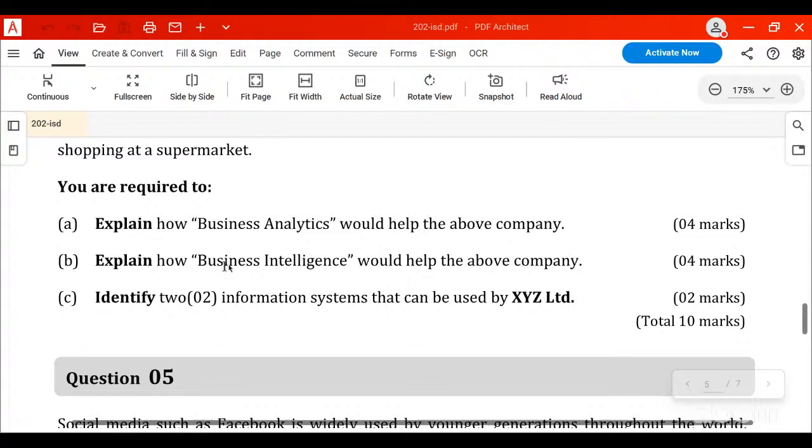Identify two information systems that can be used in XYZ. There are many information systems. We can use a point of sale system. We can use an inventory management system. Those are things we can use in a supermarket model. The point of sale system includes the billing system and everything.